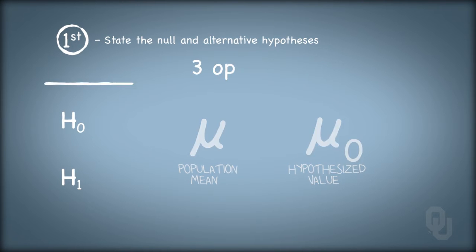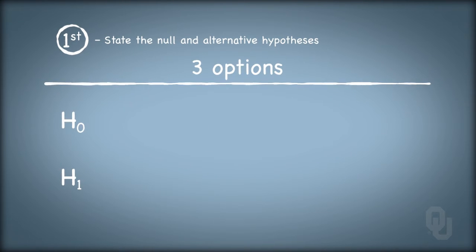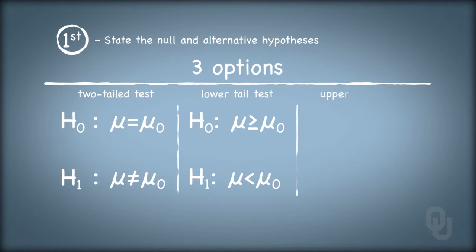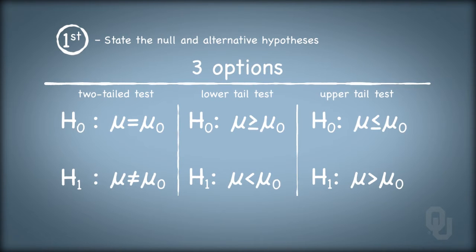We have three options for hypotheses depending on what kind of question we're wanting to answer. The null statement could be strict equality, with the alternative being strict inequality. We could have greater than or equal to in the null, with less than in the alternative for a lower tail test. Or we could have an upper tail test with less than or equal to in the null and greater than in the alternative.